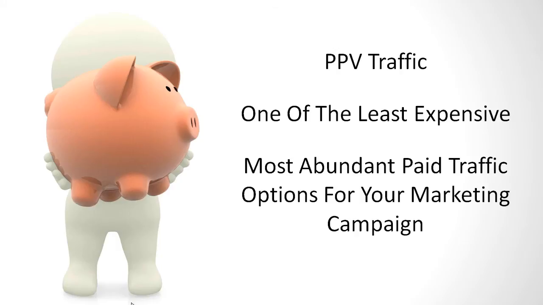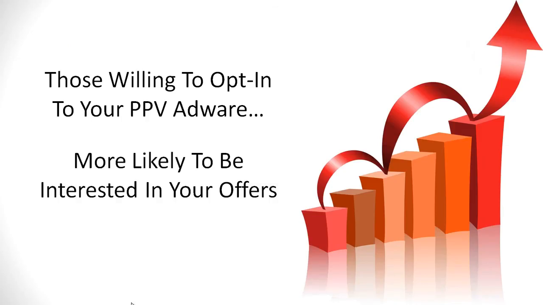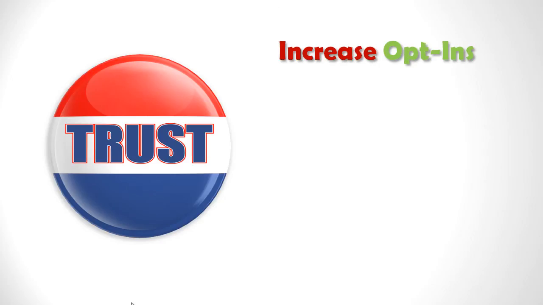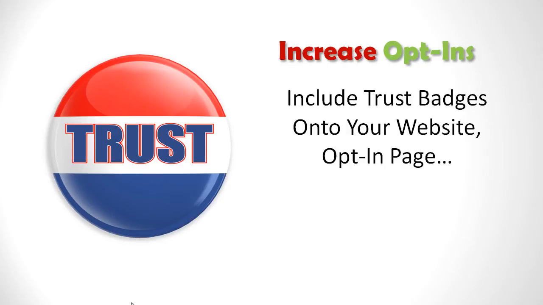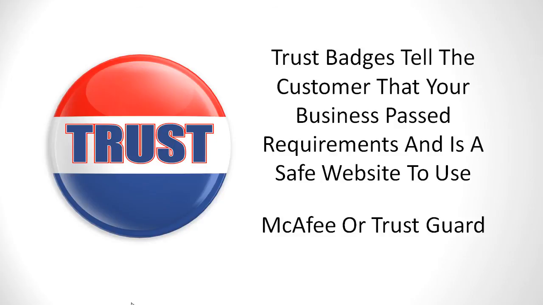Not all prospective customers are going to be willing to opt in to your PPV adware, but those that do are more likely to be interested in your offers, and you typically will experience a higher conversion rate than you would with other marketing platforms. An effective way to increase opt-ins is to include trust badges on your website, opt-in page, or wherever you're making your offer. Trust badges tell the customer that your business has passed a variety of requirements and is a safe website to use. I recommend looking into McAfee or TrustGuard badges.